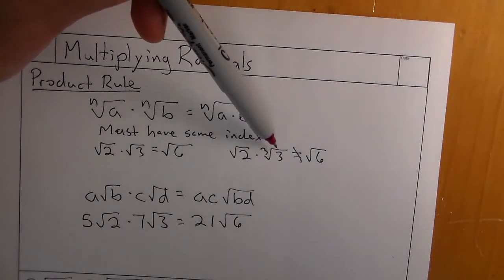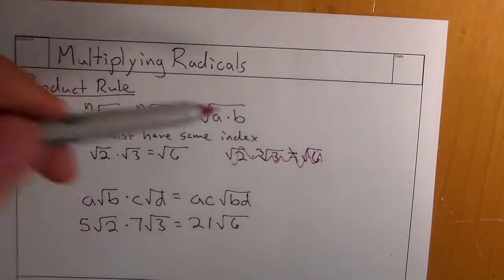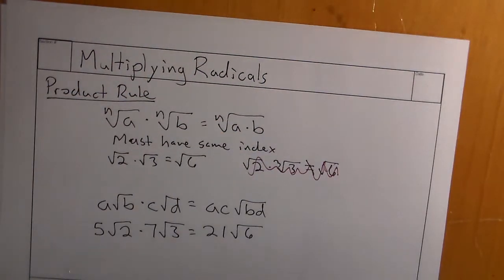Square root of 2 times the cube root of 3 isn't going to be the square root of 6. That's not going to work. We don't want to fall for that. Most times that wouldn't come up, but we just want to be careful.